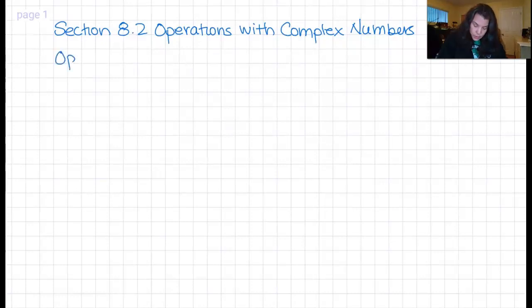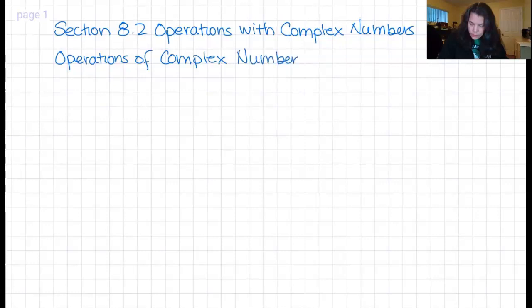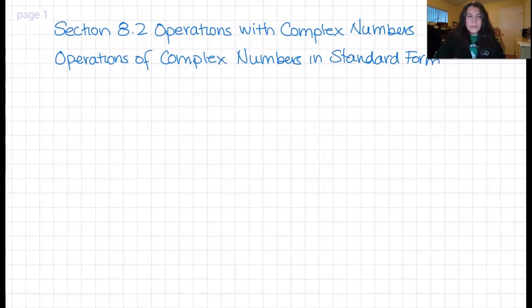So operations of complex numbers in standard form. All right, so addition. Addition and subtraction really easy. Addition and subtraction.